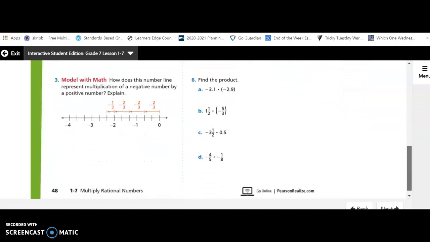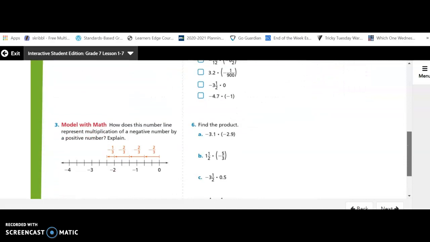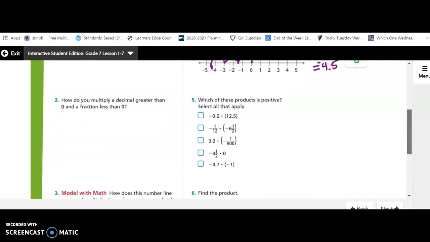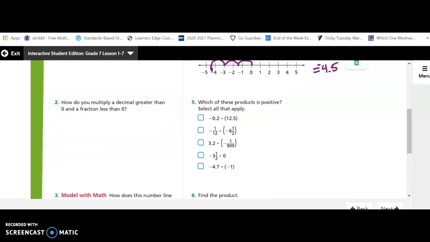I have one more second here to do number 5 on page 48. Which of these products will be positive? A negative times a positive is a negative. A negative times a negative is a positive. One of each becomes negative. A negative times 0 becomes 0, and remember 0 is neither negative nor positive. And here the last example, a negative times a negative is a positive.